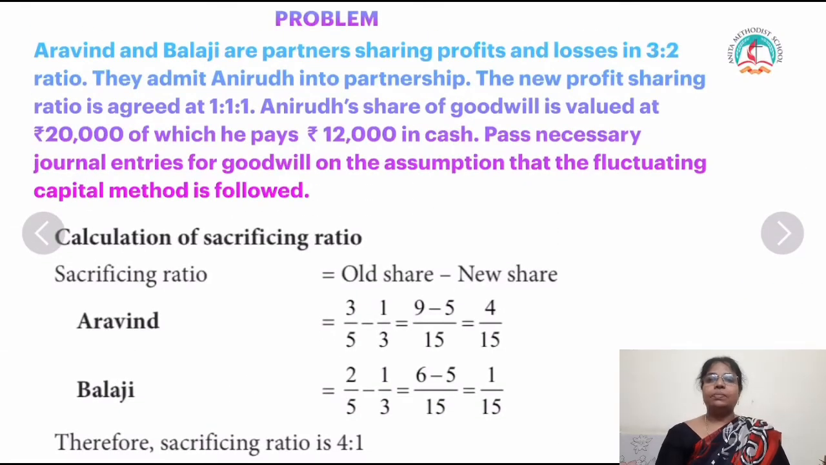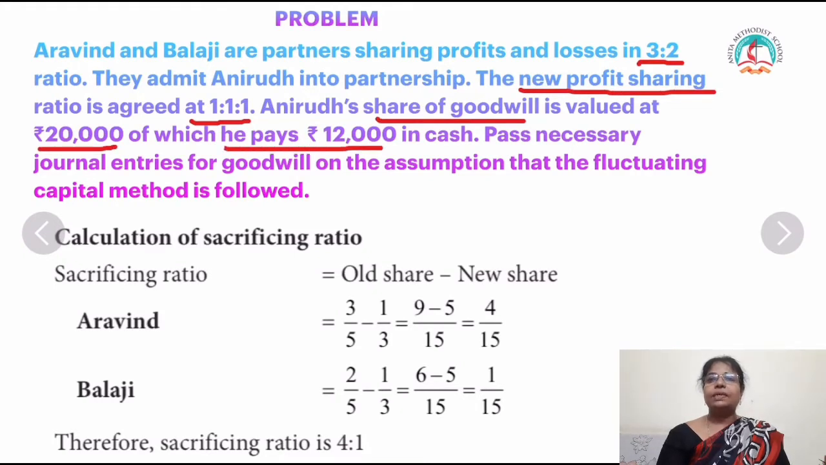Now the next problem is Aravind and Balaji are partners sharing profits and losses in the ratio 3:2. They admit Anirudh into partnership. So now the new profit sharing ratio is 1:1:1. Anirudh's share of goodwill is valued at rupees 20,000, of which he pays rupees 12,000 in cash. So children, you have to pass necessary journal entries for goodwill on the assumption that the fluctuating capital method is followed. So now we will calculate the sacrificing ratio.